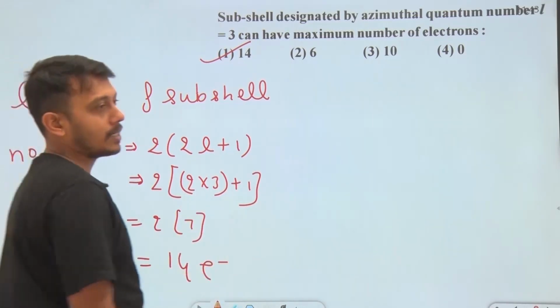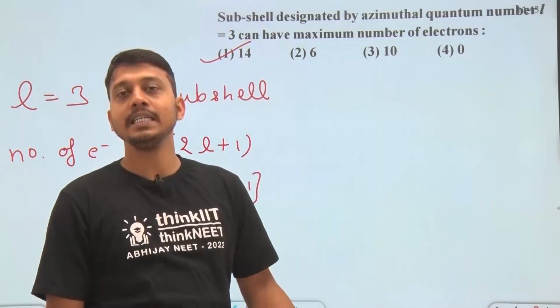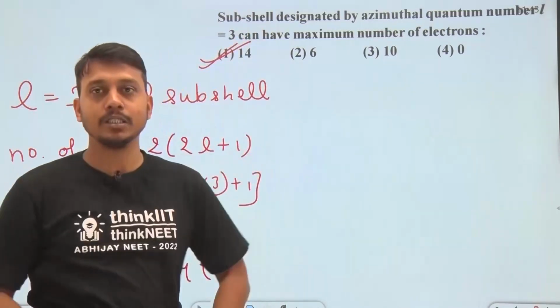But as we all know, the number of electrons in s is 2, p is 6, d is 10 and f is 14. So option number 1 is the correct choice here.